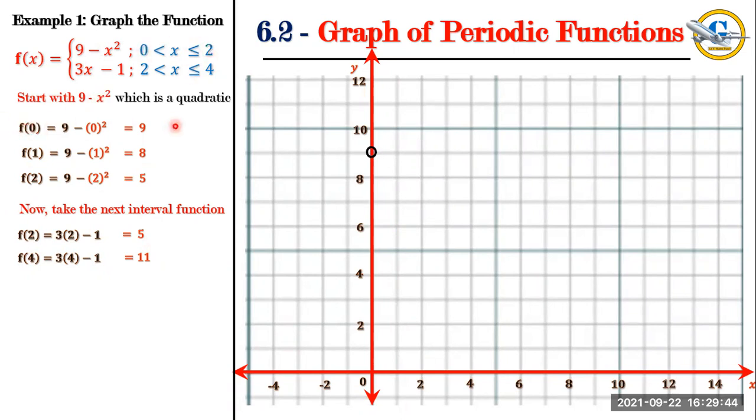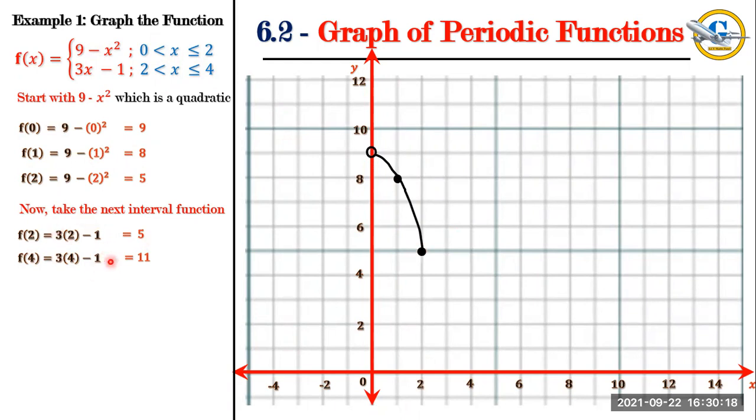When x equals 0, y is equal to 9. Now we indicate these points, but we do not shade the circle because this boundary is not included. That's what we explained in the previous lesson. Now when x is equal to 1, we have y equal to 8, and when x is 2, we have 5 for this first function. Normally this is a part of a quadratic, 9 minus x squared. We link these points and we have a curve like that.